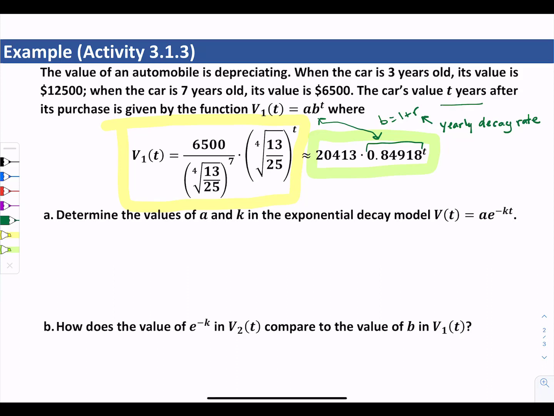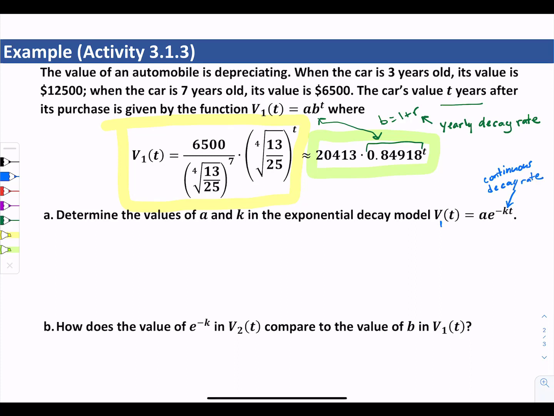So now we're going to look at the same situation, but we're going to model it instead using this model, v sub 1 of t equals ae to the negative kt. And as we've seen previously, if we're using this form, ae to the negative kt, then that k value is the continuous decay rate.